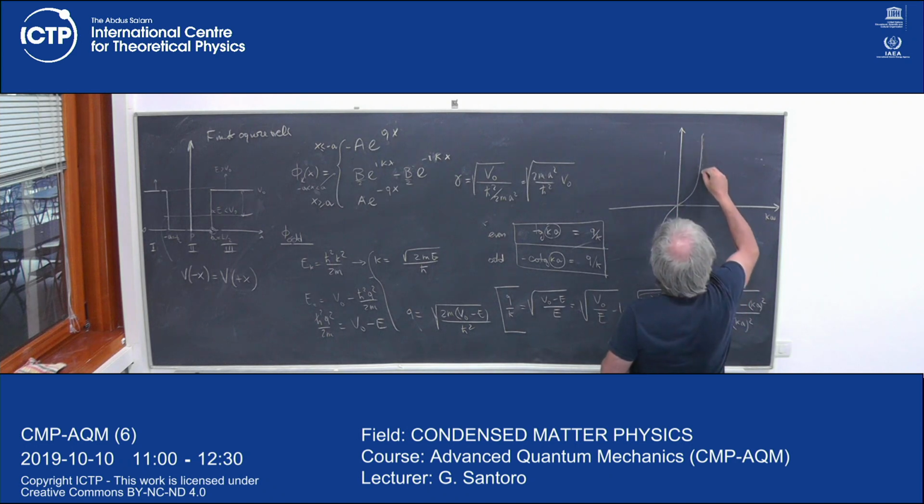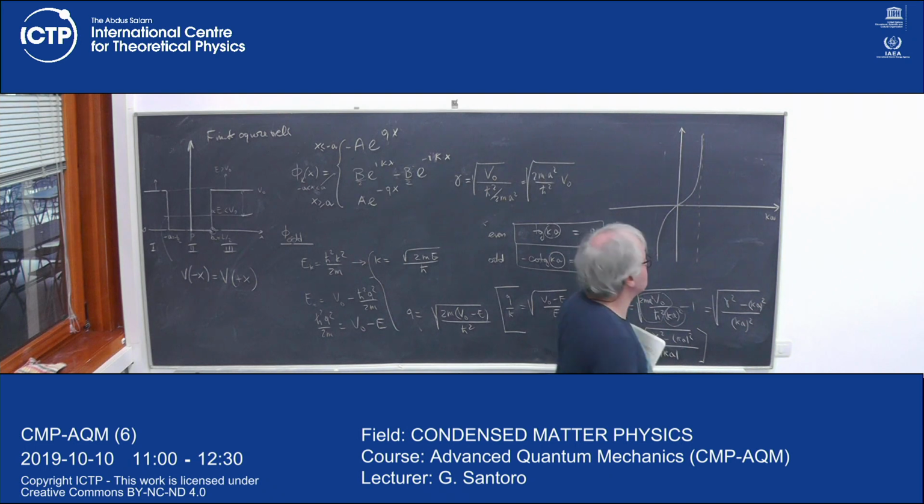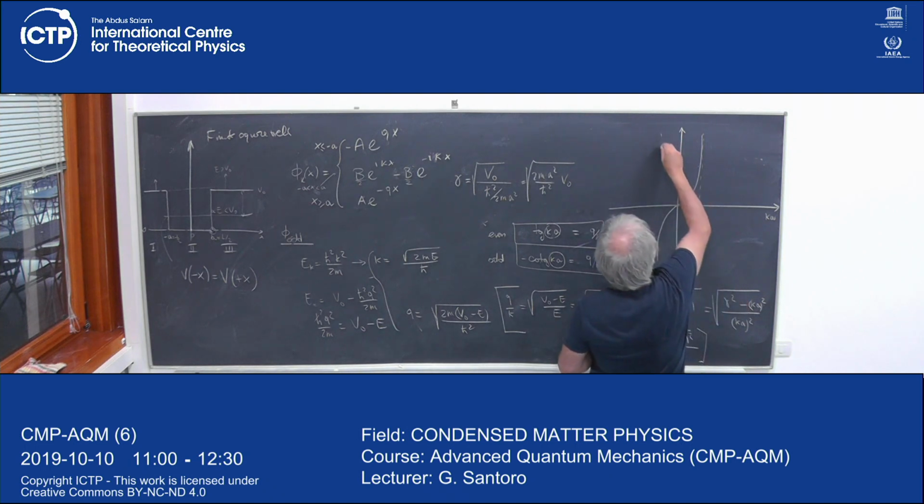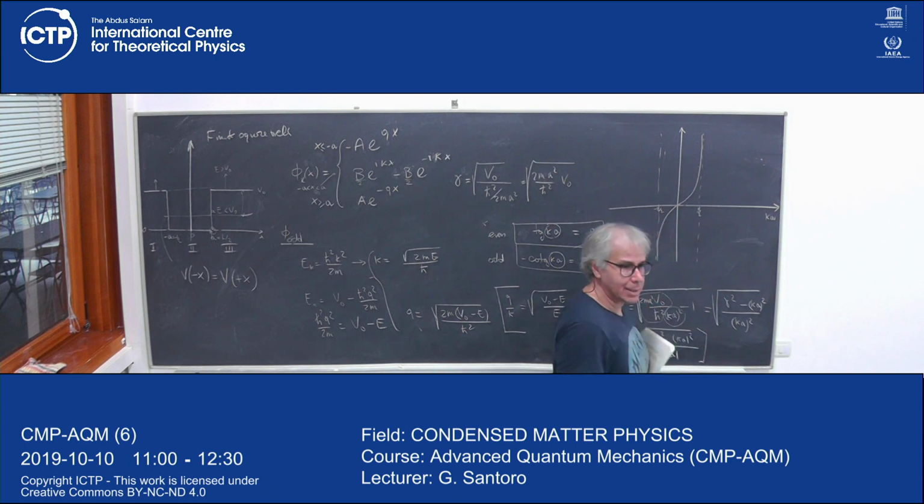Where does it diverge? Do you know? Pi over 2. Good. Pi over 2. And here? Minus pi over 2. That's it? No. It's a periodic function, right?